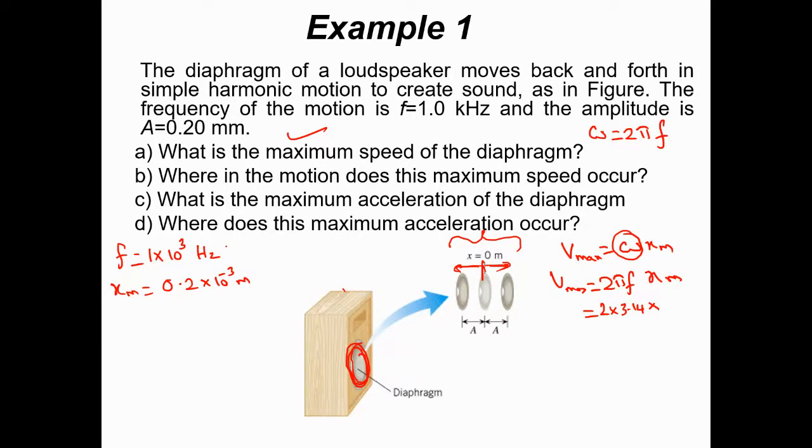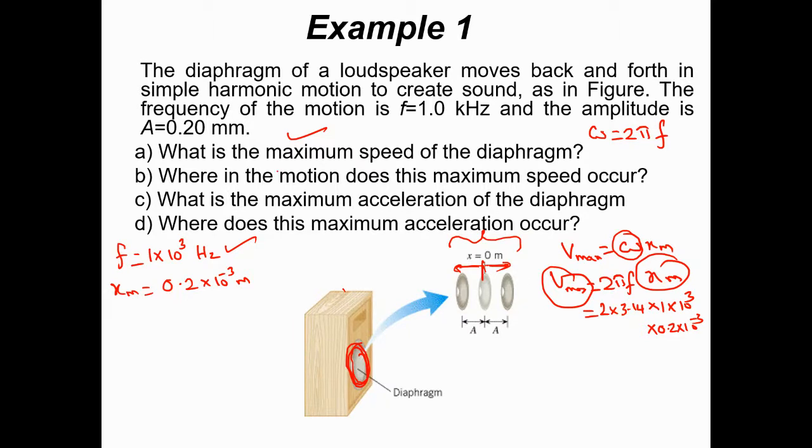And what is your frequency? It is already given in the question. What is that value? 1 multiplied by 10 to the power of 3. And what is your amplitude? My amplitude is 0.2 multiplied by 10 to the power of minus 3. You will get the maximum speed. Am I right? Yes, you are right.